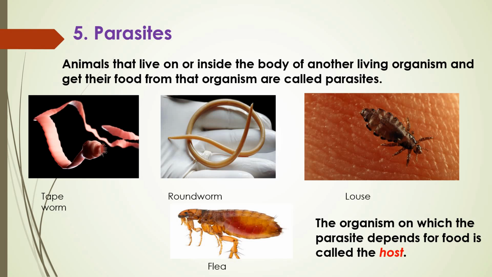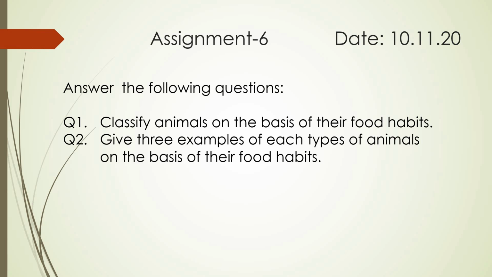Now, based on today's class, there is an assignment for you, assignment number 6, where you have to answer 2 questions. Question number 1, classify animals on the basis of their food habits. And question number 2, give 3 examples of each type of animals on the basis of their food habits. I also suggest you to refer to your textbook, page number 44. You can go through some other details given over there before working on this assignment.